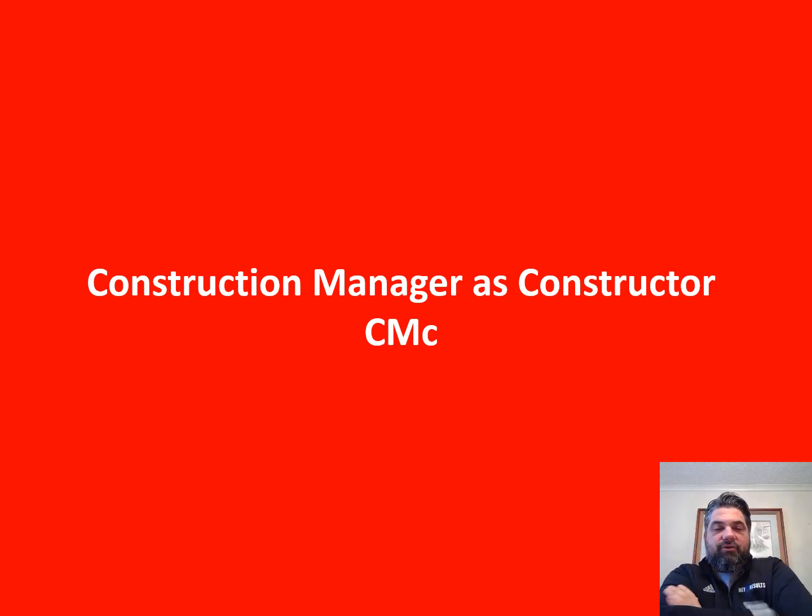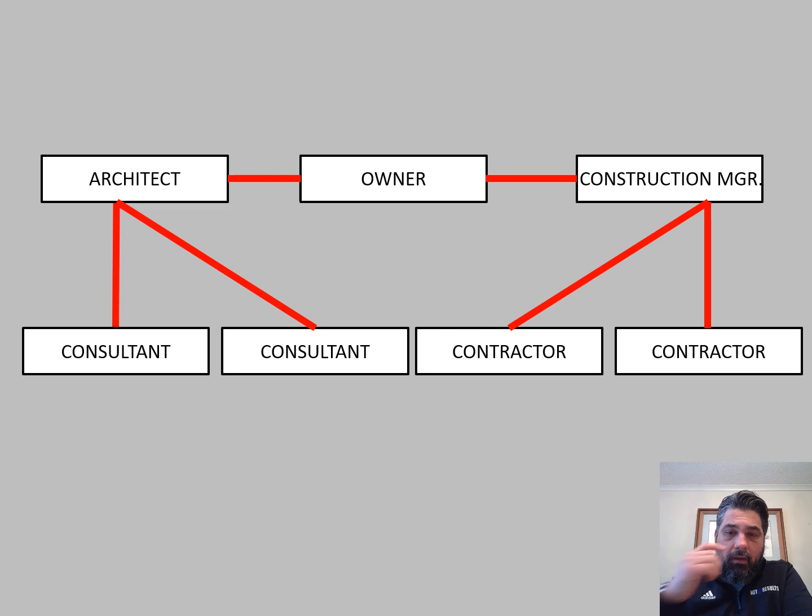The third construction manager scenario is construction manager as constructor. It is just like construction manager as agent, the one we just reviewed. The only difference is that this construction manager will also be the general contractor for the project. They will construct the project as the general contractor. And so in some ways, they've got more skin in the game.